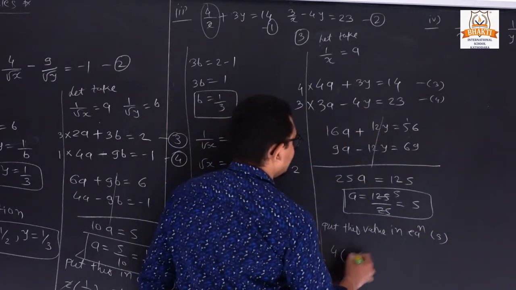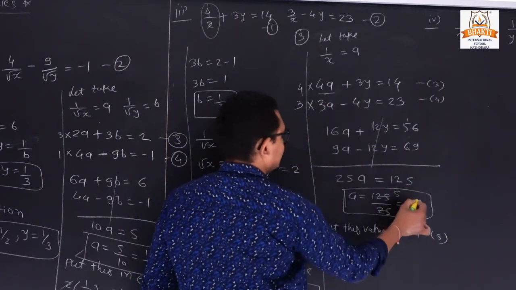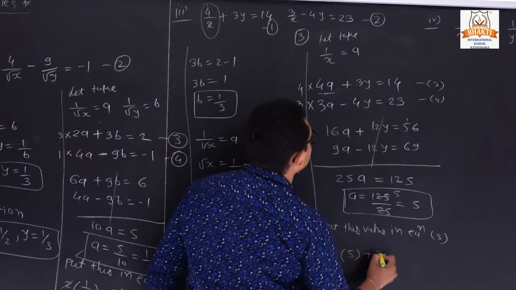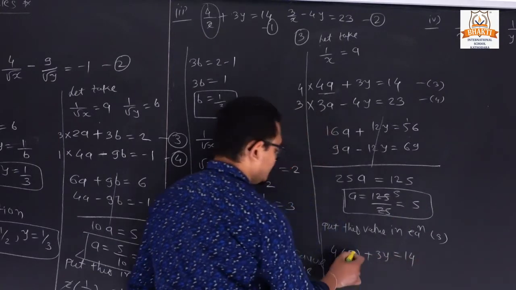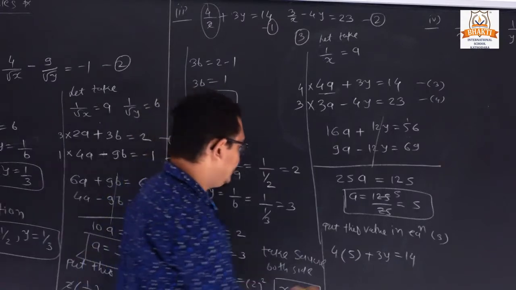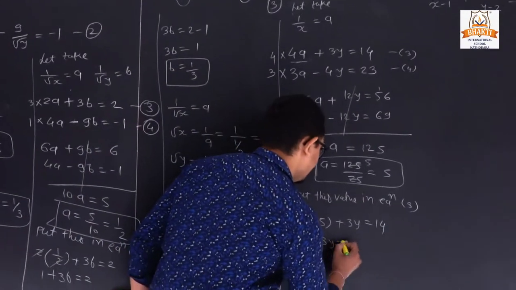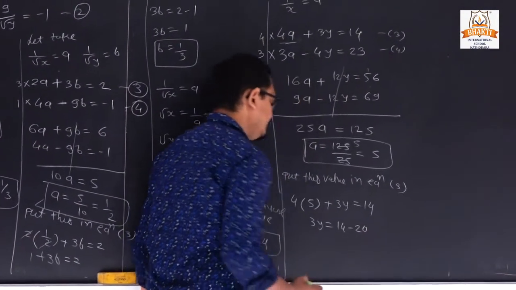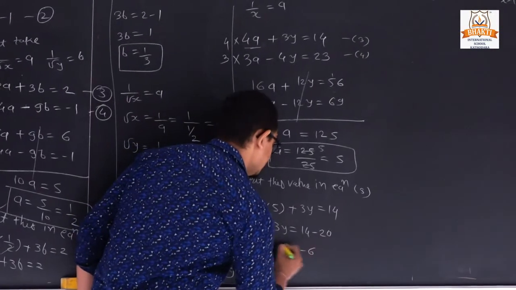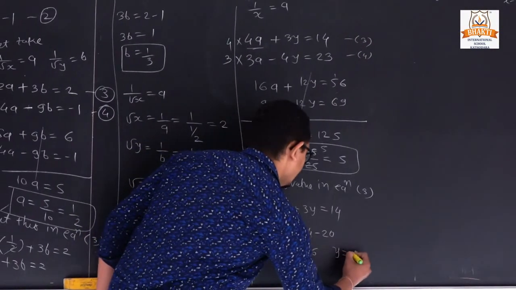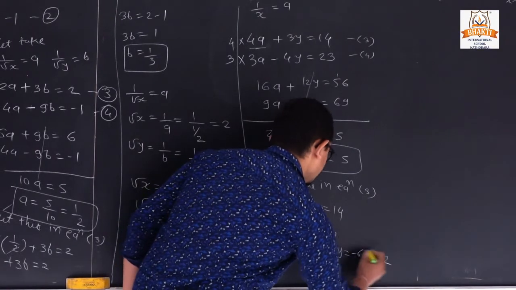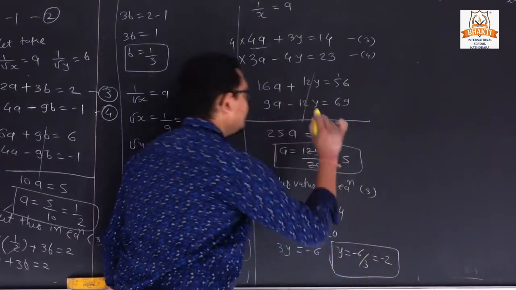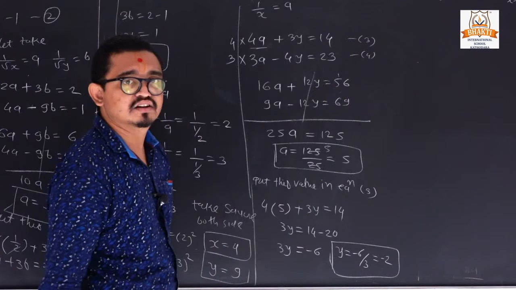So 4a. So what is the value of a? It is 5. 3y is equal to 14. So 4 5s are 20, and this 20 is going to the second side. So 14 minus 20, so it is minus 6. So what is the value of y? It is minus 2. Clear? Value of y, it is minus 2.